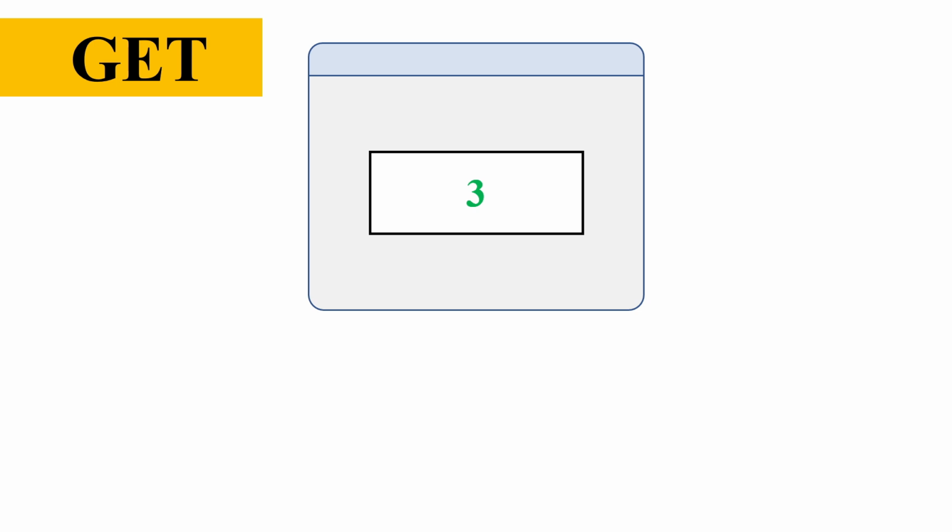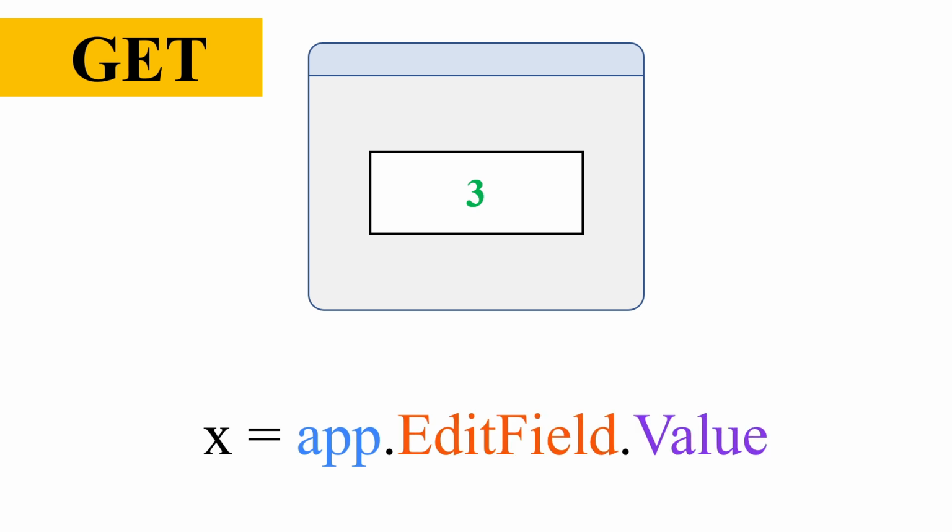Now just to recap, how do we get the value from the edit field? Let's say we want to get the value 3 from this edit field. For this, we have to write x is equal to app.editField.value, and this x variable will have the value 3. Now one thing is important here. Here edit field is the name of the component. If you have given some other name to your component, then you have to use that specific name.